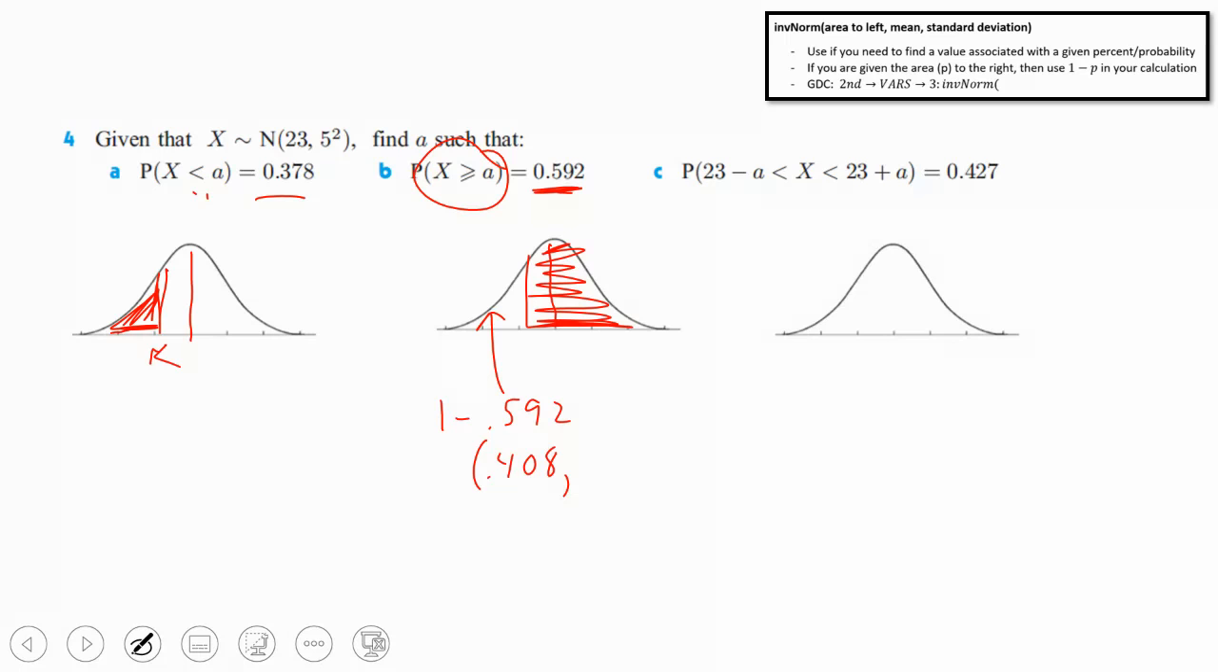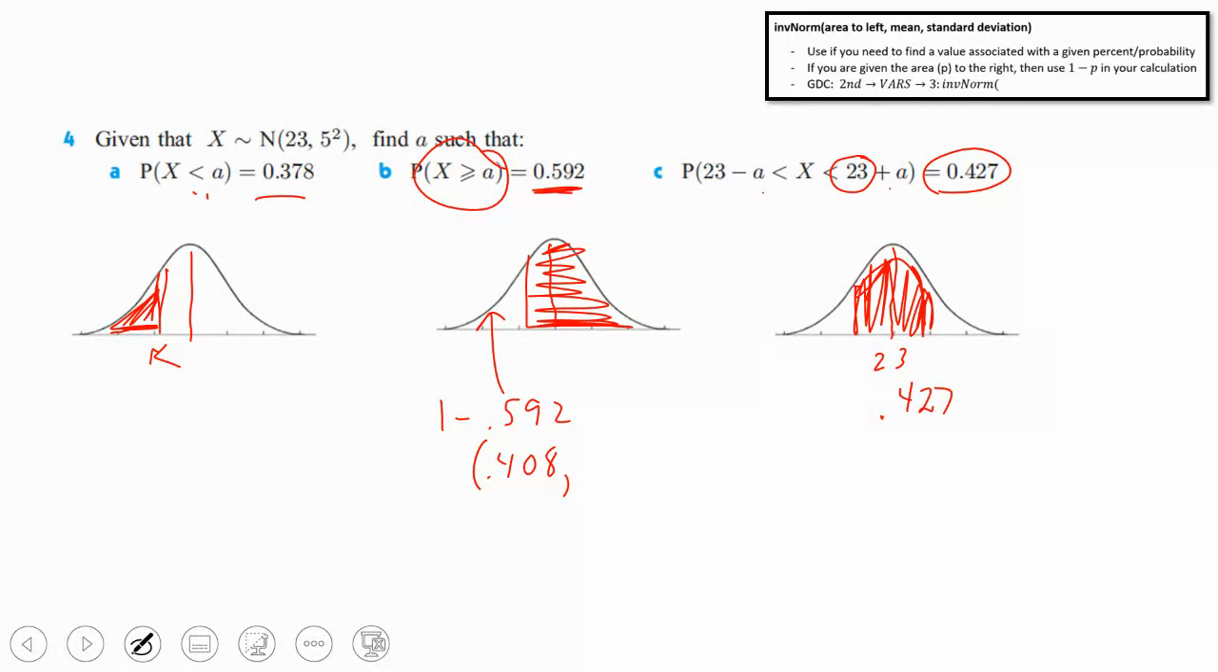I'm not going to do this last one. If you have a calculator that has a middle, essentially what this is saying is if you add a number and subtract a number from the mean, you get an area of 0.427. I'm not going to enter it all in, but I'll talk through it. So 0.427 is that middle.